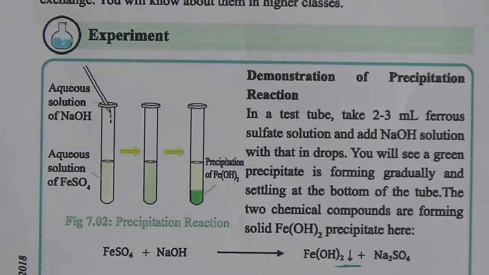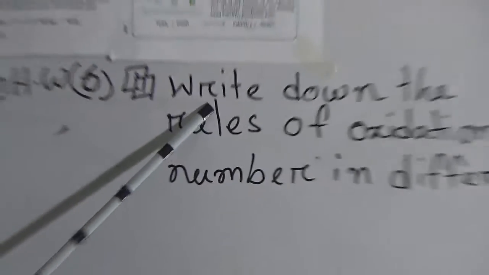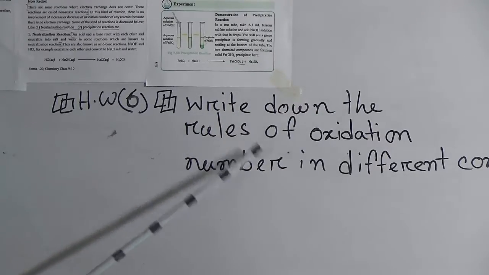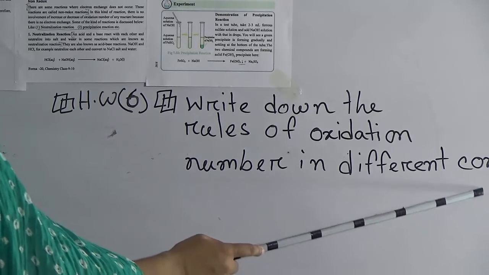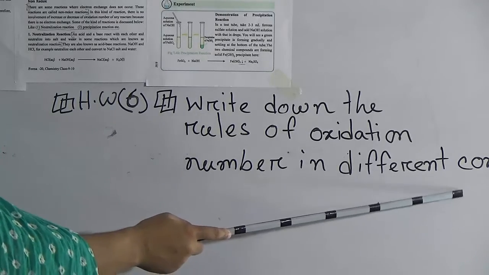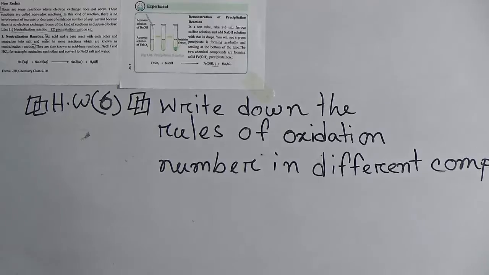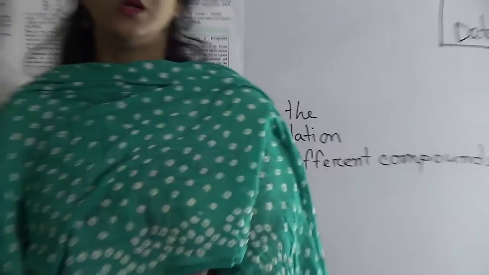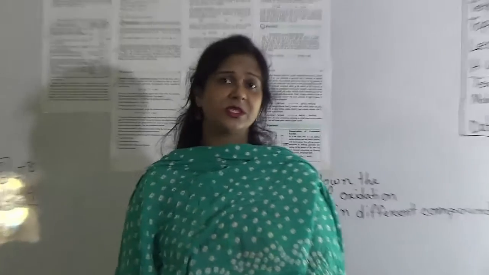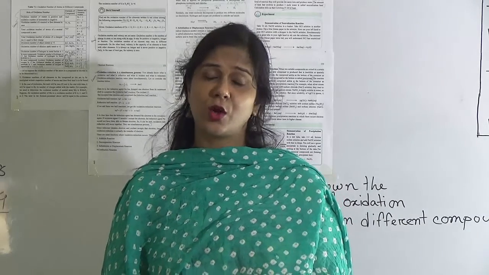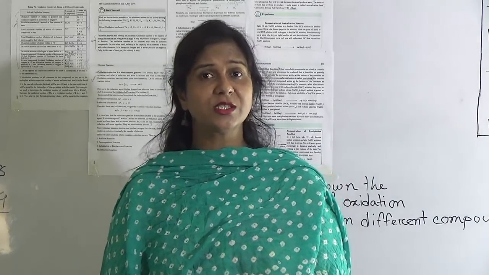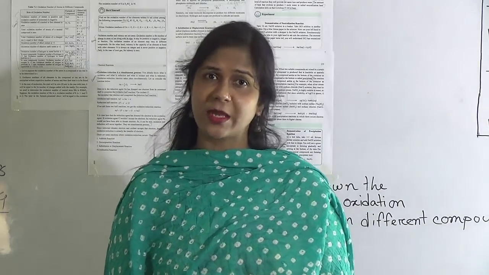This is your homework number 6. You have to write down, and not only write, you have to learn also the rules of oxidation number in different compounds from your book, page number 149. Dear students, this chapter is very important for you, so read the chapter again and again, learn all the important topics, and practice to find out the oxidation number and chemical reactions.